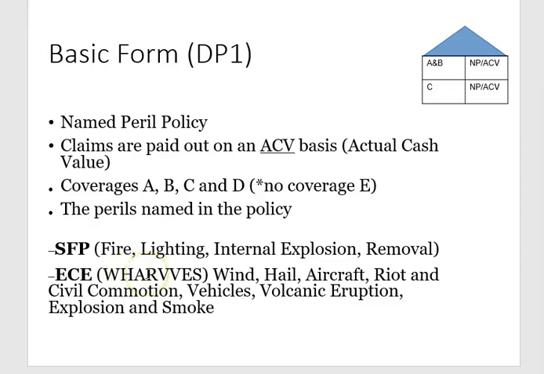Aircraft: if an aircraft falls on your home or your dwelling, it would be covered because it's listed in your WHARVES. If your dwelling is damaged because of a riot and civil commotion, it's going to be covered. It's listed in your WHARVES. If a vehicle runs into your property, it is covered. The exception to this rule is if it's your own vehicle, it's not going to cover the vehicle. Your home is going to be covered because vehicles is covered. So the peril of vehicles is going to be covered under your basic form.